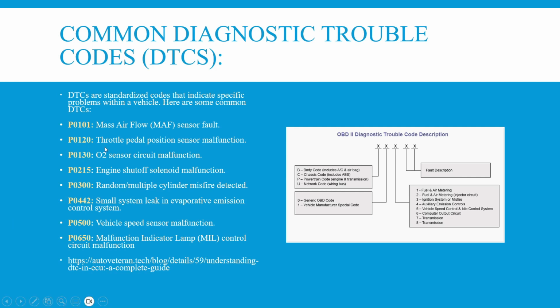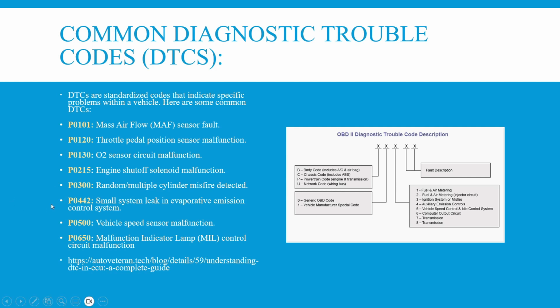The next code, P0215, says that it is a fault of the powertrain and it is a standard OBD code, and it is a fault in the fuel and air metering injector circuit, because the number 2 says injector circuit, and the number 15 indicates it is an engine shut off solenoid malfunction.